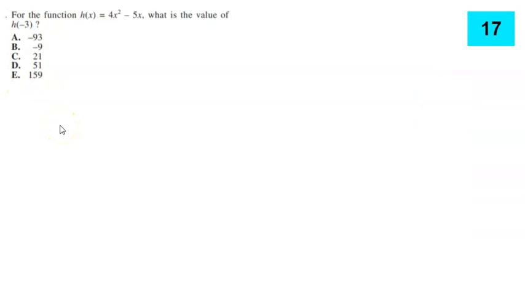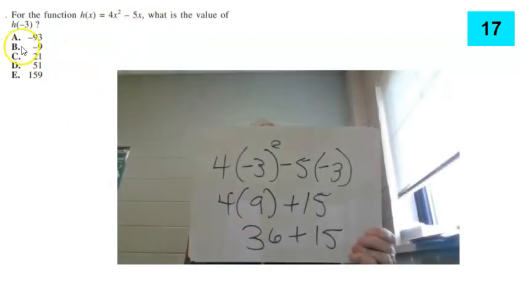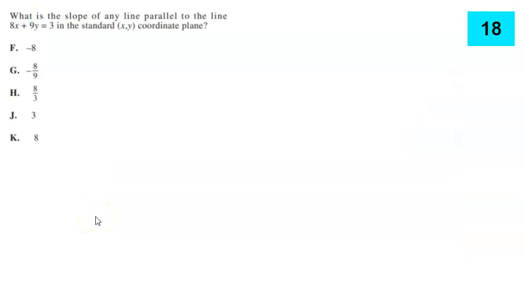For the function h of x equals 4x squared minus 5x, what is the value of h of -3? You're simply replacing your x's with -3 and simplifying. If you have difficulty with negatives, you might want to type this in a calculator just like this. But this is 4 times 9, and this is positive 15, so 36 plus 15 is 51. So the correct answer was D.